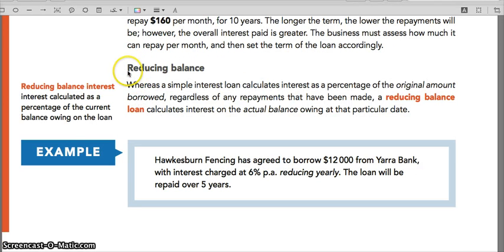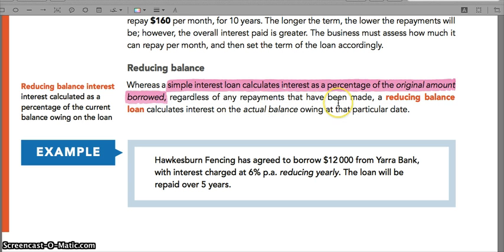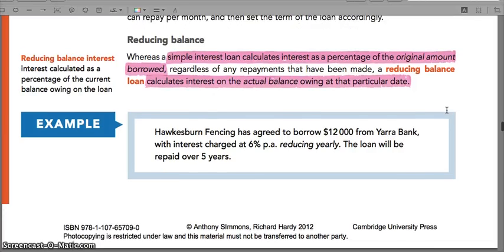Okay, so we're moving on to the reducing balance method of calculating interest. Whereas simple interest calculates the interest as a percentage of the original amount, regardless of any payments that have been made, the reducing balance calculates interest on the actual balance owing at that particular date. Okay, so as you make repayments, the principal is going to go down, thus ensuring that the interest that you pay will go down.